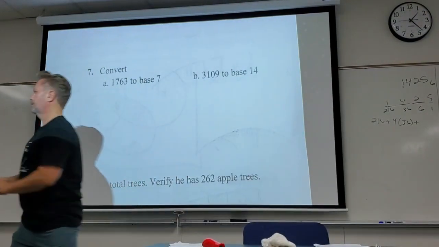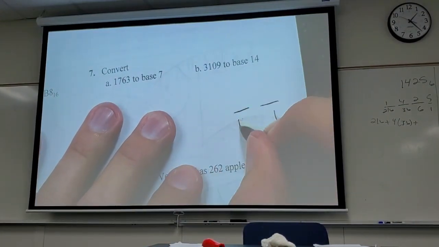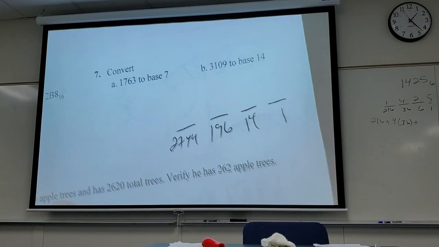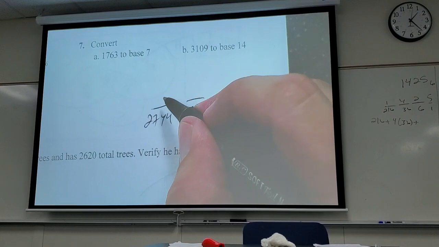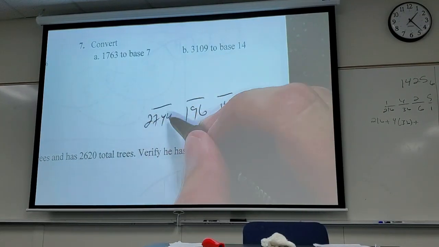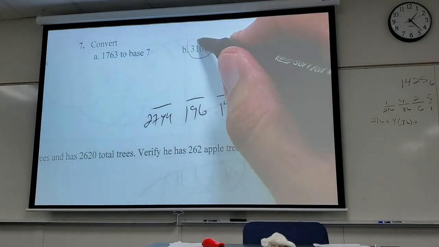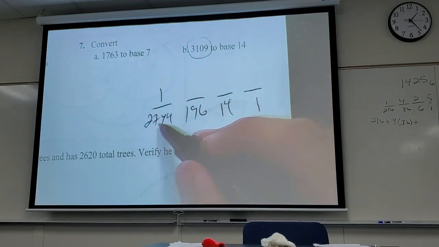What would the places be? 1, 14, 196, 2744. Okay, that sounds about right. The answer I got just looked a little too big. I don't know if I did it right. So what'd you do? How many of these did you use? 3. That's a problem. Because this is only 3109. I can only use one of these, right? 2 of these would be 5,000 something. Do you see that? Yeah.